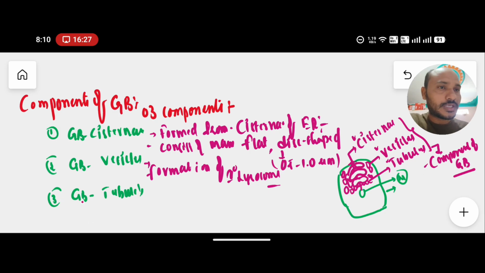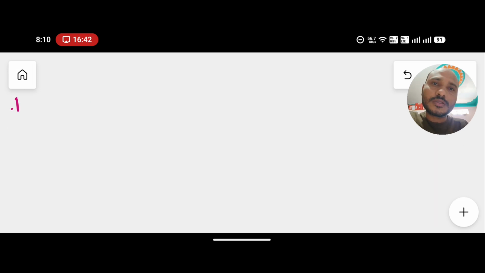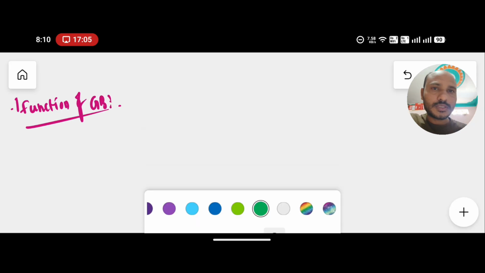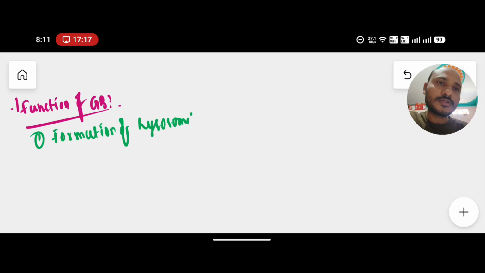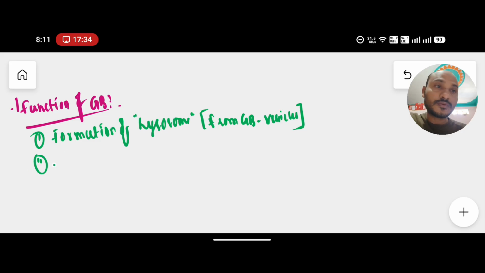Now we move on to the very important functions of the Golgi bodies. The first and most important function is the formation of lysosomes. The lysosomes form from the vesicles of the Golgi bodies, as we just discussed. And the second most important function, which plays a very important role in plant cells, is the formation of the cell wall.